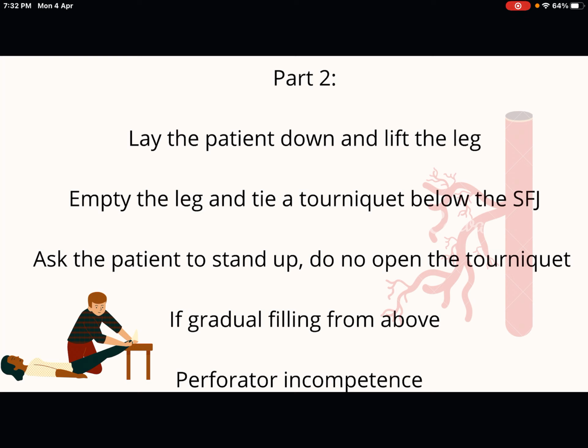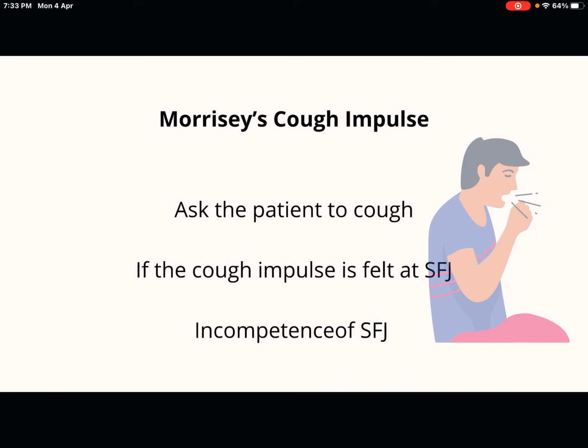If gradual filling happens again from above, then it is due to perforator incompetence, not due to the saphenofemoral junction incompetence. So this is part 2. Part 1 and part 2, I guess now you guys are clear. Let's move on to the next test.